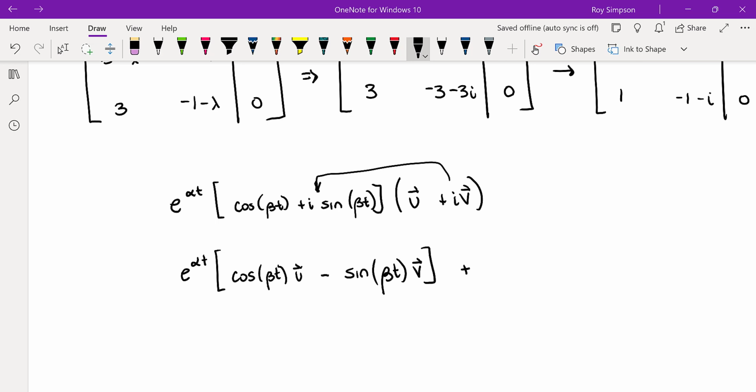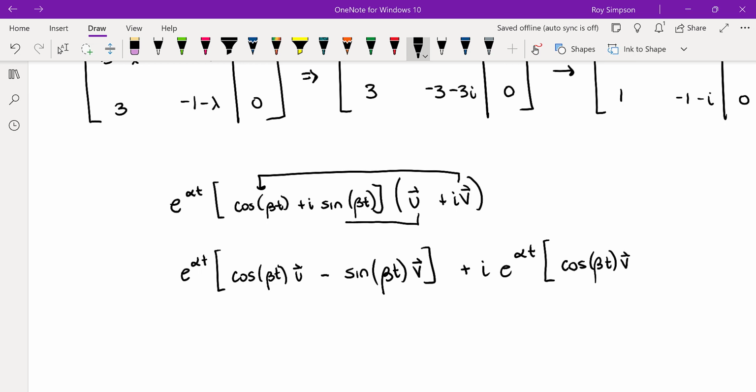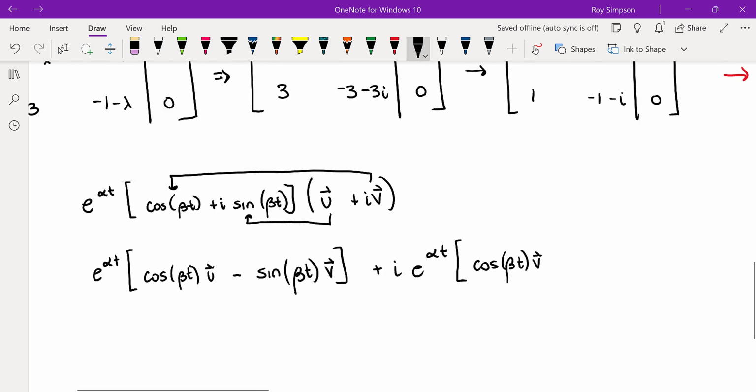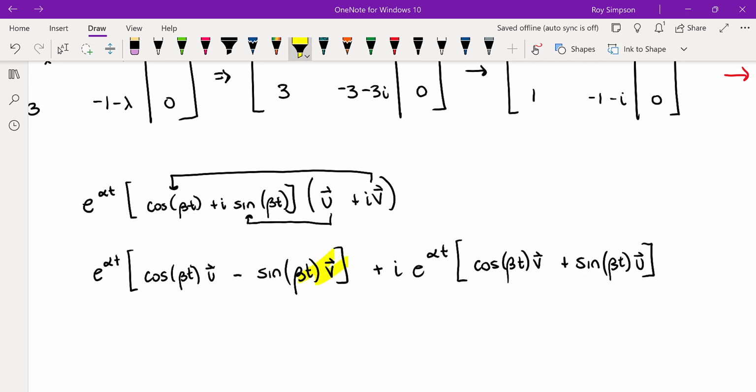Now the stuff with the imaginary components, which I could just write as i e to the alpha t. So let's see, the imaginary parts come from this. i times v times cosine of beta t, so that's cosine beta t times v. And honestly, if it was me, I would generate it this way every single time, just out of habit. And then the other imaginary piece would be the sine of beta t times u. These are both two linearly independent solutions to our homogeneous system.